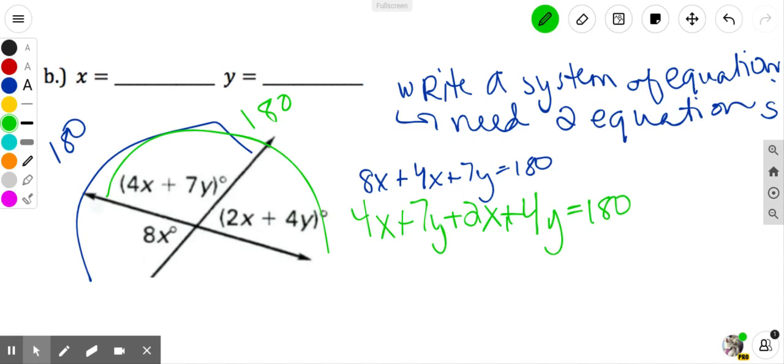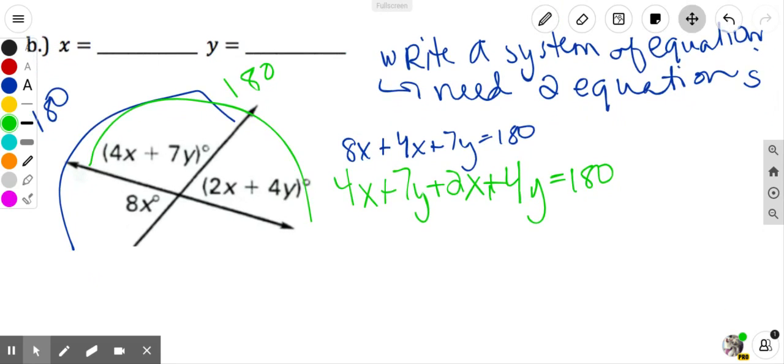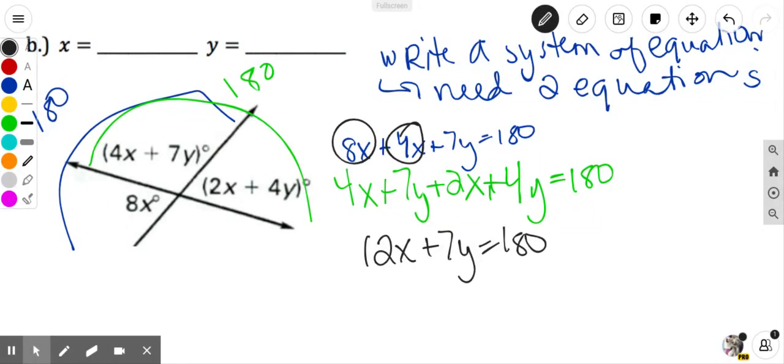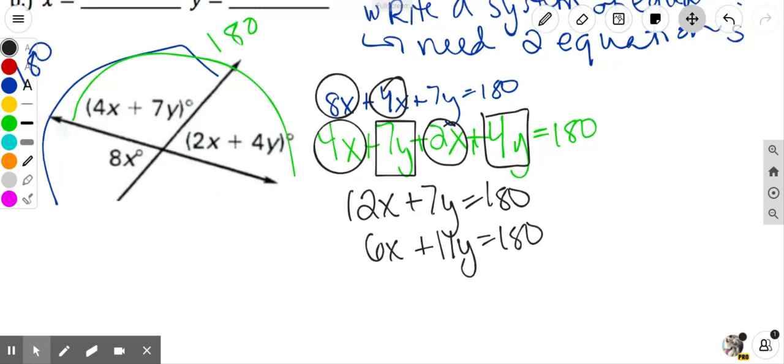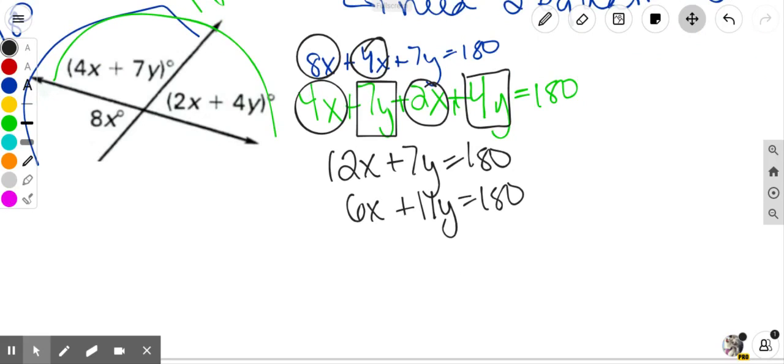And so then what we have to do is combine like terms for both of them. Then we're going to solve by elimination because they're set up for that. You have your x's and y's on the same side and a constant on the other side. So let's do that. Okay, 8x and 4x, that's going to be 12x plus 7y equals 180. And then over here, we'd have 4x and 2x is 6x plus 11y equals 180. Okay, so that's our system, and now we're going to solve by elimination.